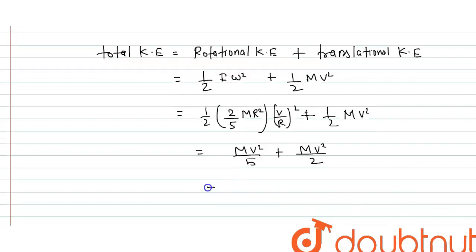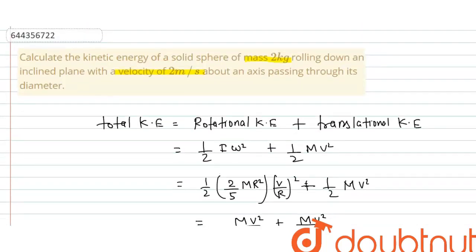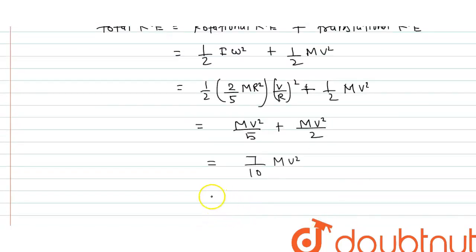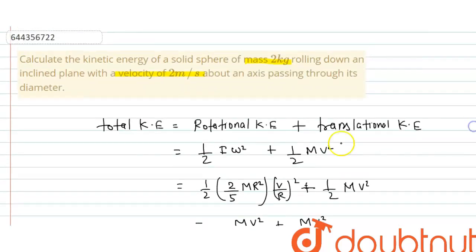So this is equal to 7 upon 10 m v square, and here mass and speed are given. Mass is 2 kg, speed is 2 meter per second. So 7 upon 10 into 2 into 2 square, which is 4, equals 56 divided by 10, and it means 5.6 joule. So the final answer is 5.6 joule total kinetic energy.